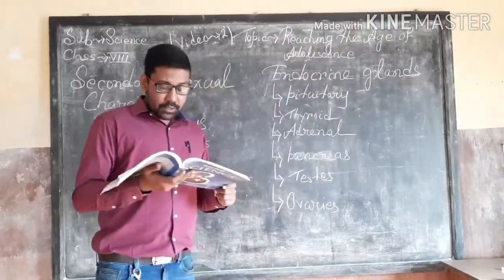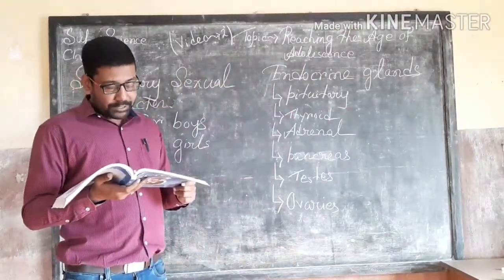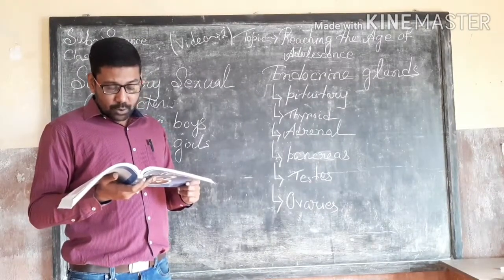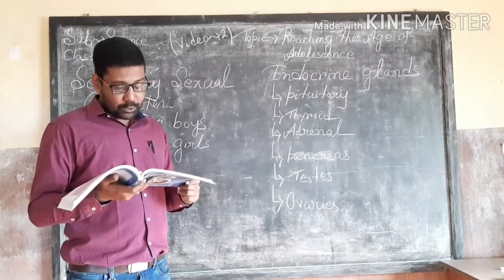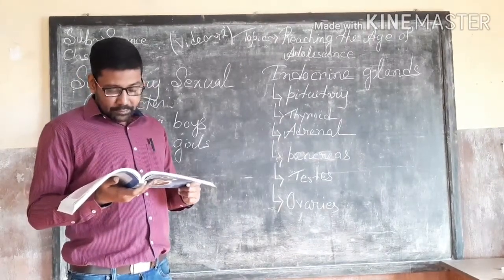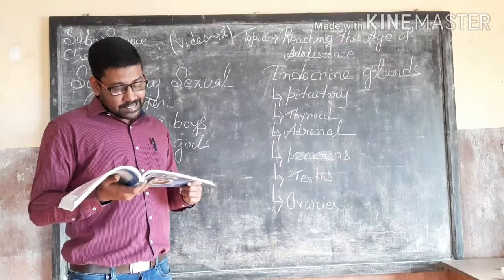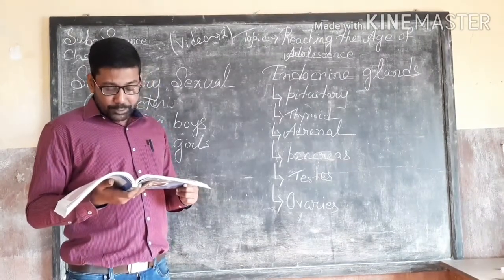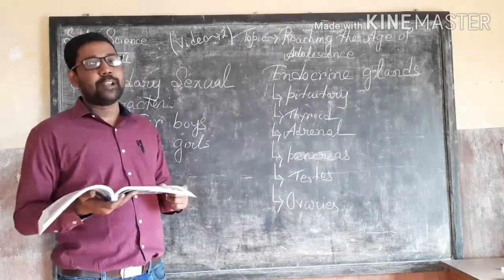The blood carries the hormone to the target site, and the different endocrine glands that are located in different parts of the human body form the endocrine system. The different glands secrete different types of hormones that play important roles in growth and development.